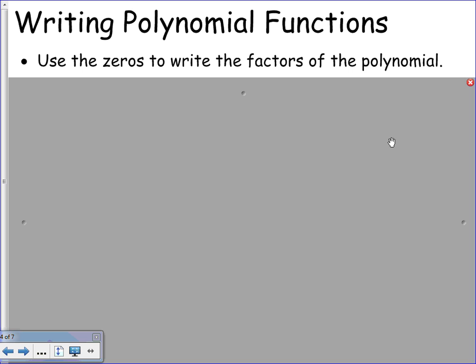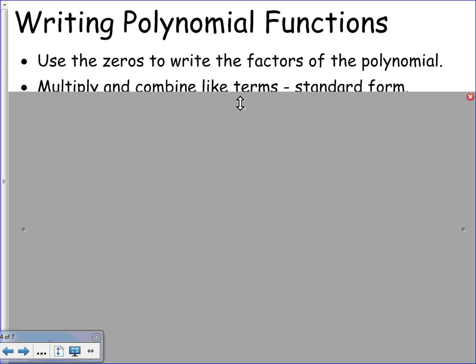Writing polynomial functions. Use the zeros to write the factors. So I'm going off of Andrew's question from the homework, because we know the solutions you guys told us were 5, 6, and -1. If 5 was the solution, what did the factor look like? X minus 5. If 6 was the solution, what did the factor look like? X minus 6. And if -1 was the solution, the factor was x plus 1. Right? So you write the factors out. In pre-calculus, you'll talk about those as linear factors. Write them as linear factors.